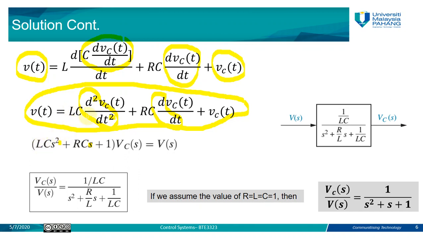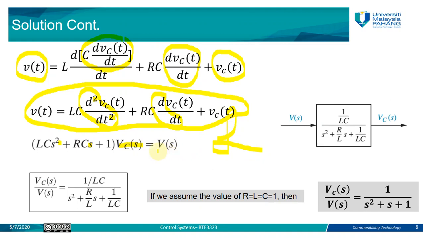So the components are LC s squared, and VCT converts into VCs, which is taken outside the bracket as a common factor. The last VC gives 1. So we have LCs squared plus RCs plus 1, times VCs, equal to Vs. This is how we convert this differential equation using Laplace transform.